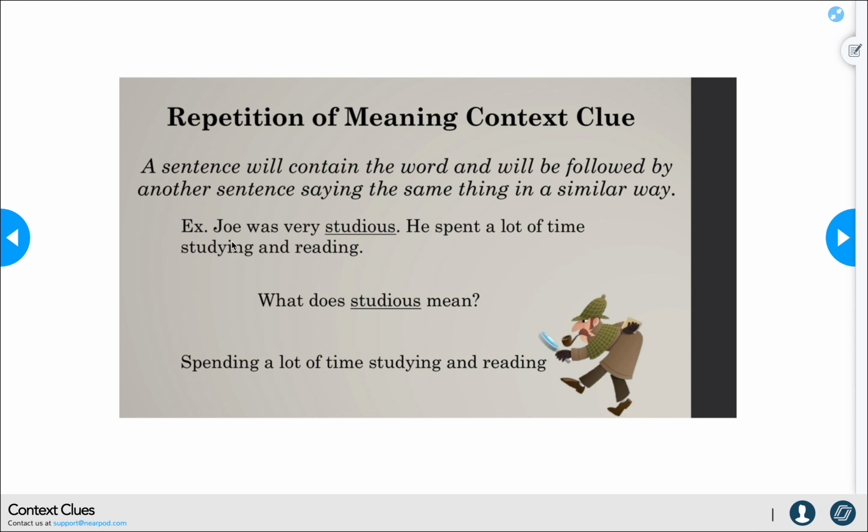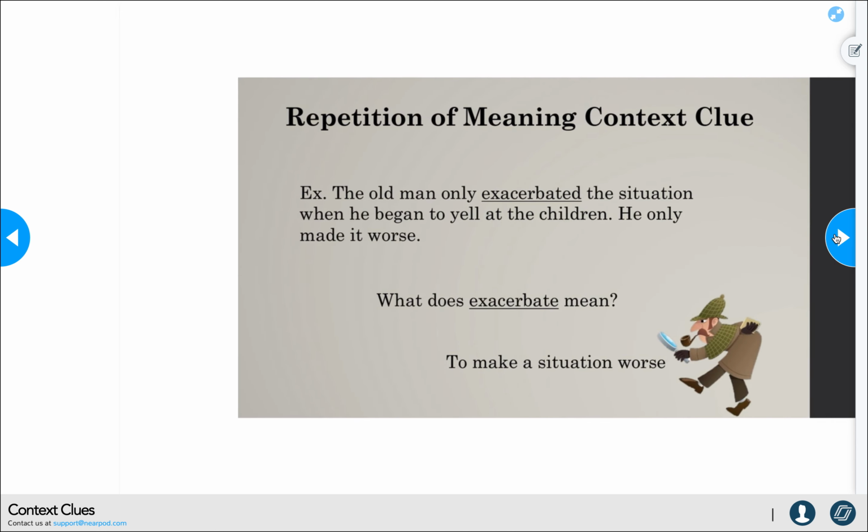So example, Joe was very studious. He spent a lot of time studying and reading. So what does studious mean? Spending a lot of time studying and reading. So see, they repeated it in a similar way. Let's take a look at another example.